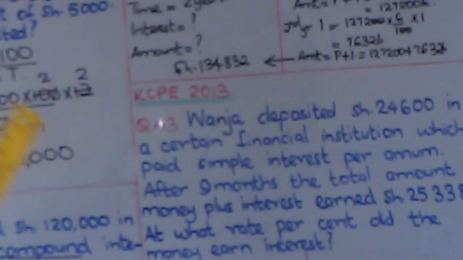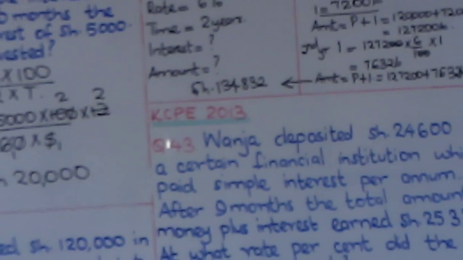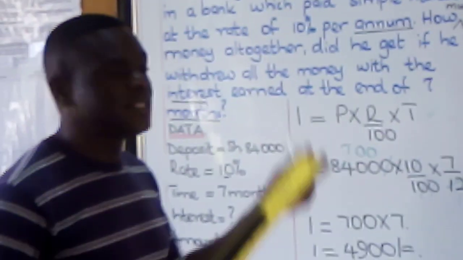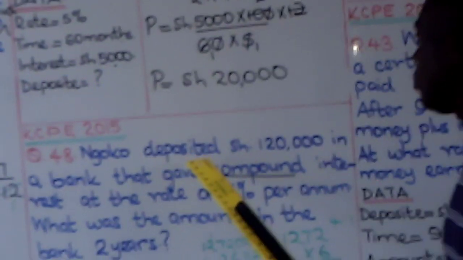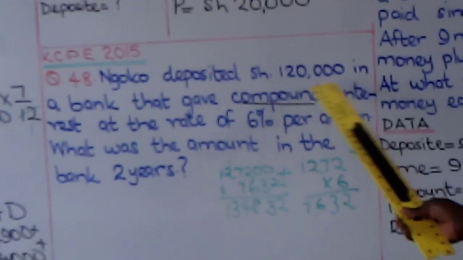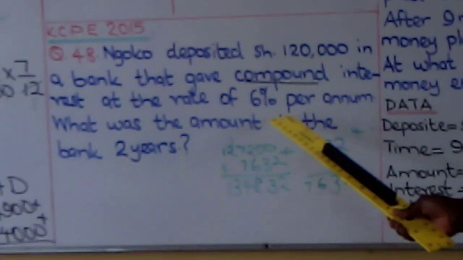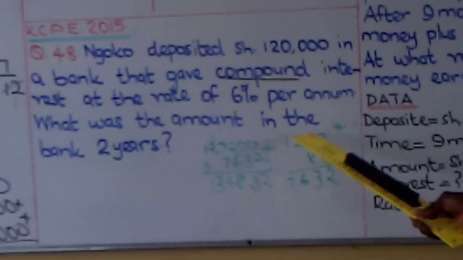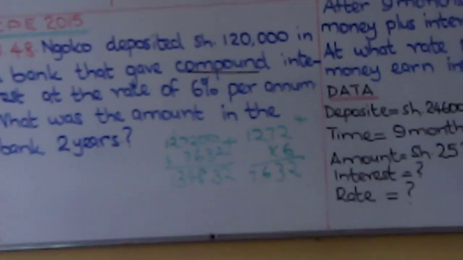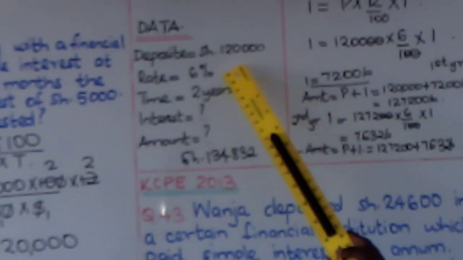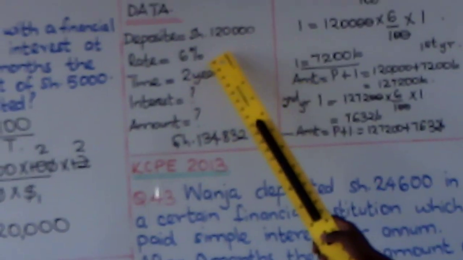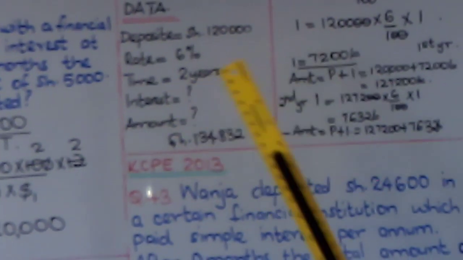Let us go through it again because this compound interest is introduced in class 8. It was not in standard 7. In standard 7, we did simple interest. We have been told Ngoko deposited 120,000 shillings in a bank that gave compound interest at the rate of 6% per annum. What was the amount in the bank at 2 years? We have collected data here. 120,000 shillings is the deposit or the principal. Then 6%. Then 2 years is the time.